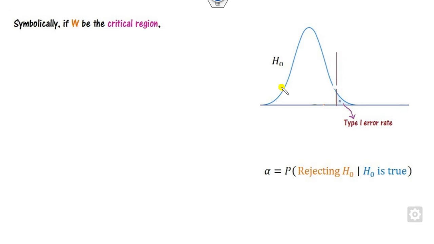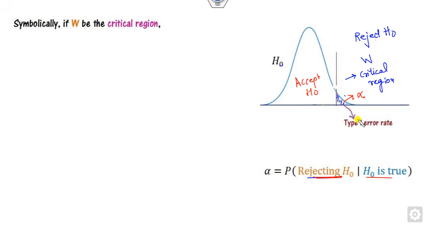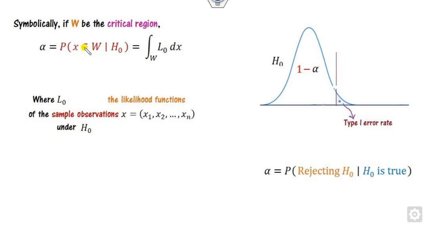For example, if you draw the distribution under hypothesis H0, this is my rejection portion, so this is called my critical region, or you can say this is my W. Now this is my H0, this is my rejected portion, and this is my accepted H0. If you reject H0 provided it is true, then it is called alpha, that is a type 1 error. Then we can write this value as the probability that X belongs to the critical region provided H0 is true.